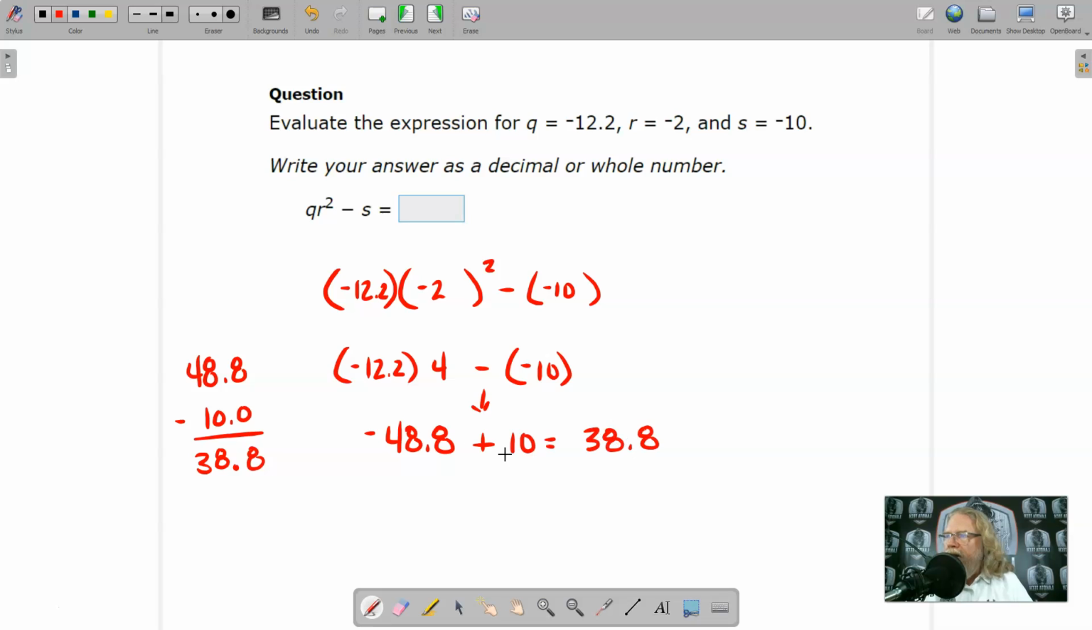However, which has the greater absolute value? Negative 48.8 has a greater absolute value than 10. So we're going to use the sign that is along with the 48.8, and that's going to be negative. So our answer is negative 38.8.